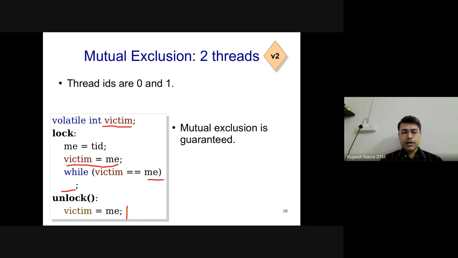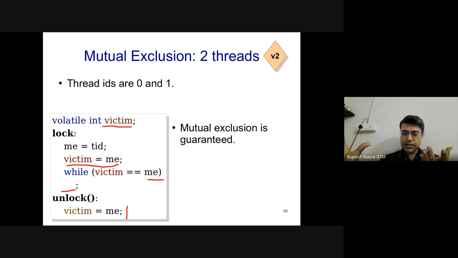Is it possible that, for example, mutual exclusion is violated? For example, is it possible that thread zero says victim equals equals one, and therefore says okay, I'm not the victim, I'll go ahead, and thread one says victim equals equals zero? Is that possible in any ordering? That is not going to happen, because both the threads might say victim equal to zero or victim equal to one, but that victim equal to one is coming from the other thread. And I am checking that here, right? So thread zero expects that thread one has written it.